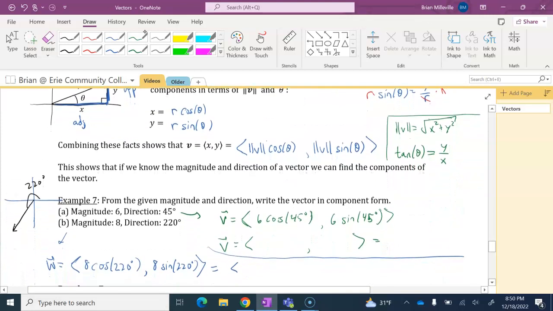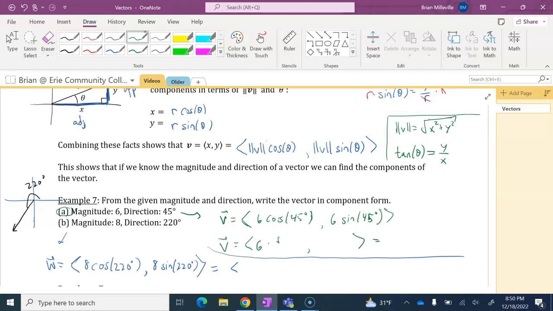So example 7, it says, from the given magnitude and direction, write the vector in component form. So for part A, we've got magnitude 6, and the direction is 45 degrees. So we're just plugging it into the formula up above here, which I'm just going to circle. Again, magnitude is 6, and the angle is 45 degrees. So we're just putting in 6 for magnitude, and then cosine of 45, and then 6 for the magnitude, sine of 45. Now, we can do a little better than that.